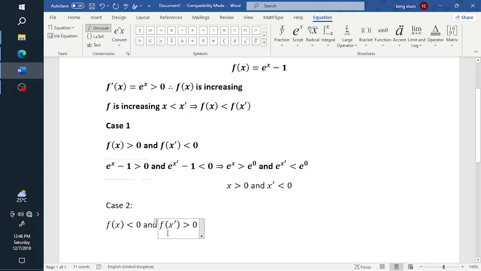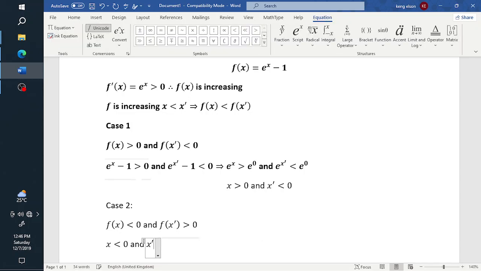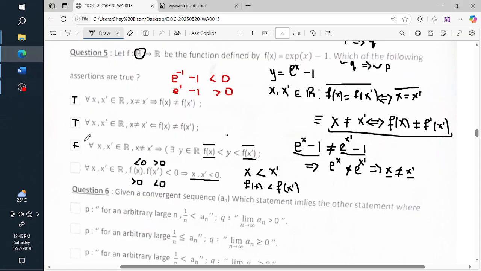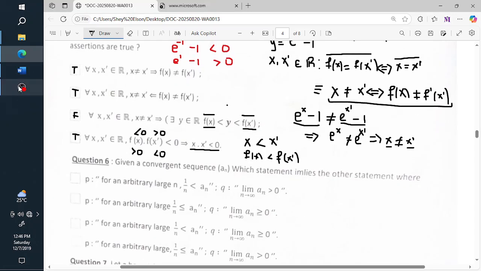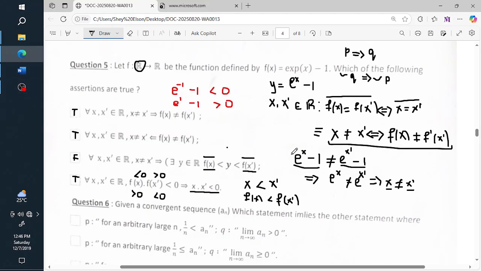In fact, if we solve, we are just going to have x less than 0 and x prime greater than 0. And if you multiply the two quantities, the result will still be less than 0. So yes, this option is true. Okay, so we are done with question 5. In the next video, I'm going to do question 6. I think this video is already long since we did 2 questions here.